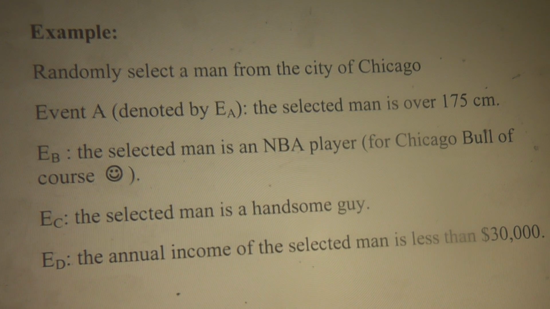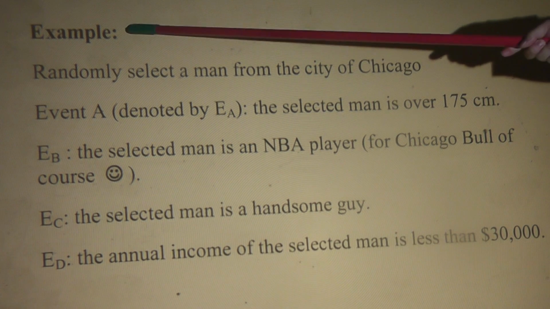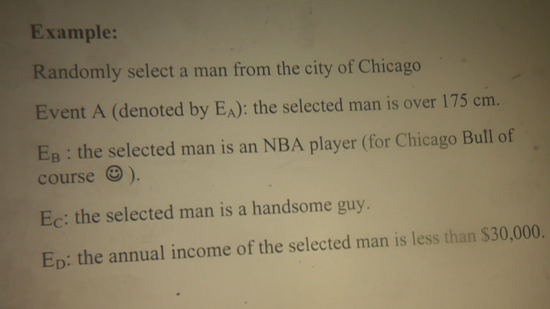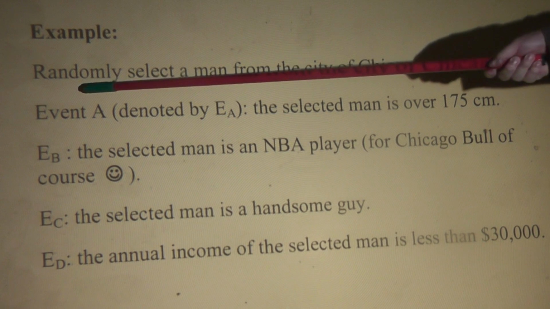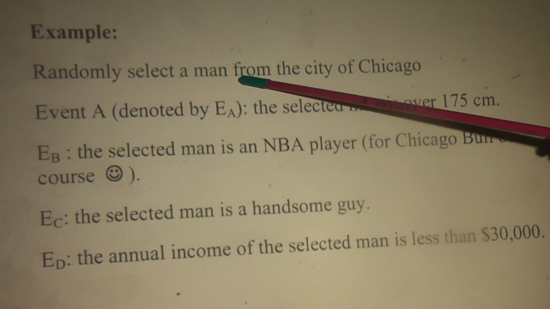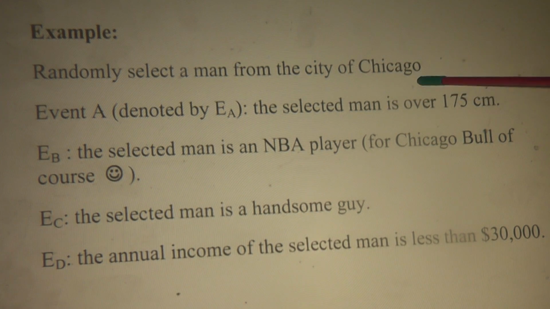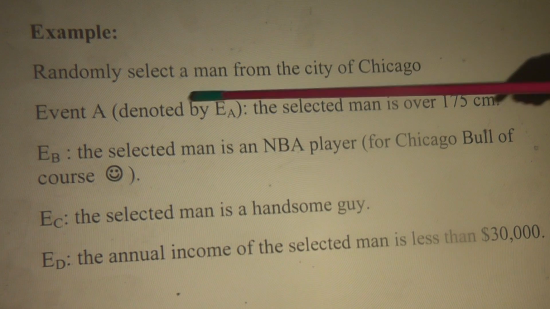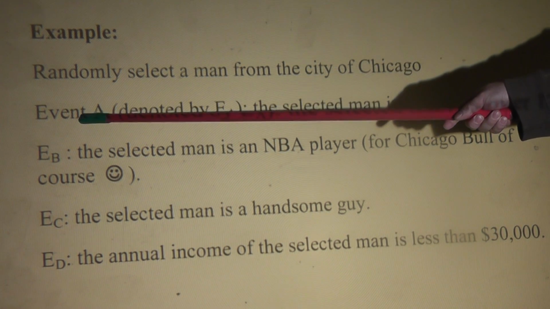Now, this example is created to give you an opportunity to understand our new notation and the concept of conditional probability. Let's look at this random experiment. We randomly select a man from the city of Chicago. And from this random experiment, we define the following 4 events.